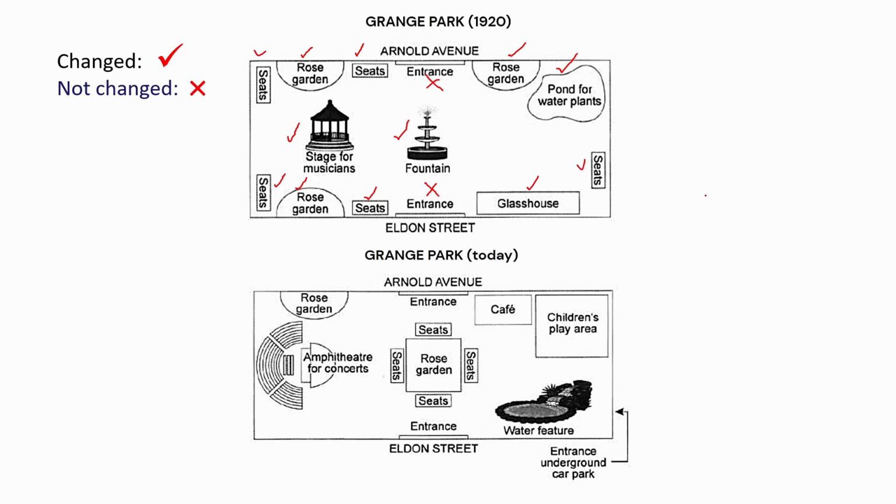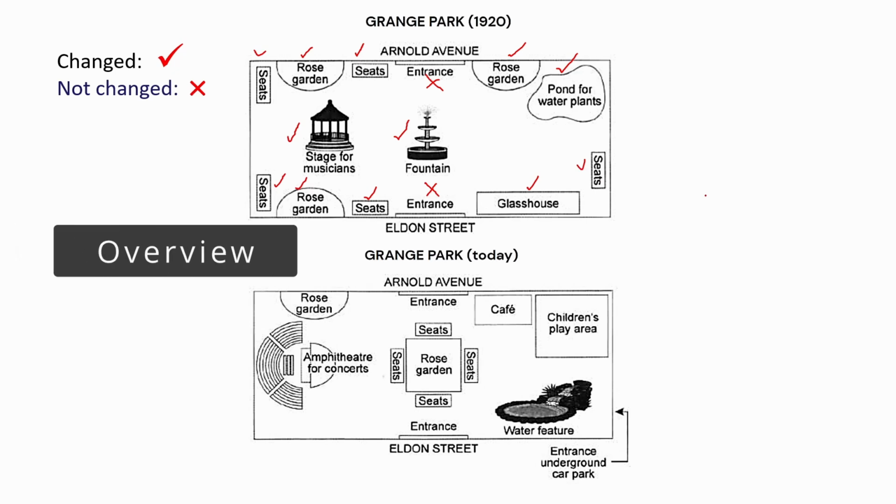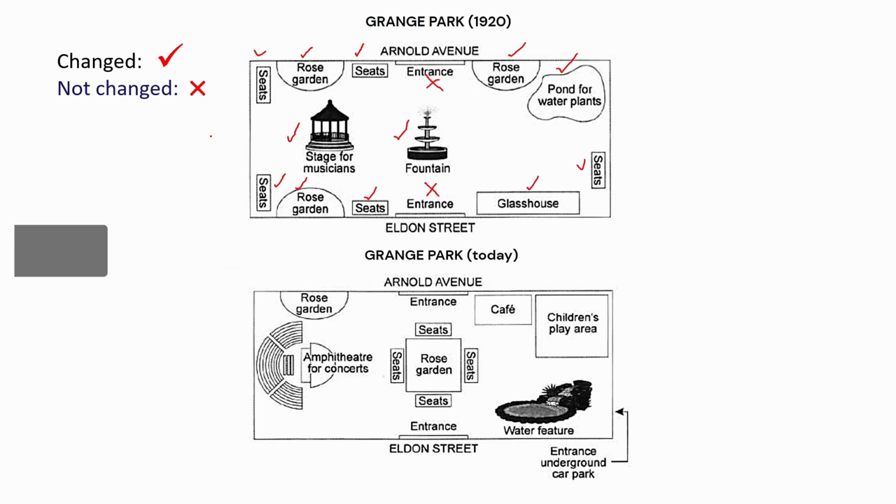Now we need to think about the overview as well, and also plan, like we need to know what we're gonna describe first, second, and so on. Based on the number of ticks, we know that the area has been changed a lot, right? So this is the overview. Over time, the park has been changed a lot. Also, we need to add some of the main changes to the overview. For example, I will add stage for musicians, fountain and pond for water plants, as well as the cafe and also glass house. So these are the parts I will add to the overview, but there is no specific rule for that. You need to choose the parts that you find the most important changes.